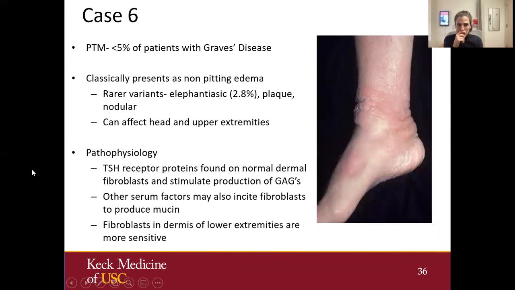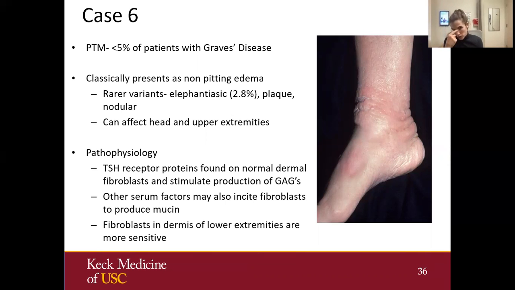And so pretibial myxedema, not talking specifically about Diamond's triad, but just more broadly. It's a finding that we see most commonly associated with Graves' disease, but it's seen in less than 5% of patients with Graves' disease. And it classically presents as non-pitting edema. Usually it's just small isolated patches on the pretibial surface, but there are rarer variants like elephantiastic, like our patient had, which is in less than 3% of patients with pretibial myxedema. You can also have plaque and nodular types as well. It can rarely affect the head and upper extremities as well.